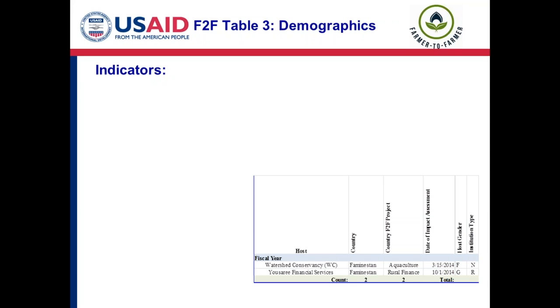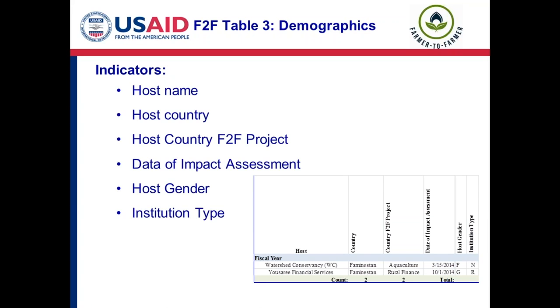Just to go through really quickly the different categories of the indicators, these are the host demographics. So host name, country, country project, date of impact assessment, host gender, and institution type. We don't really expect these to change over time, although some of them might, particularly host gender or institution type, if the host organization you're working with undergoes some major changes. So that's fine, but we expect that to be minimal.